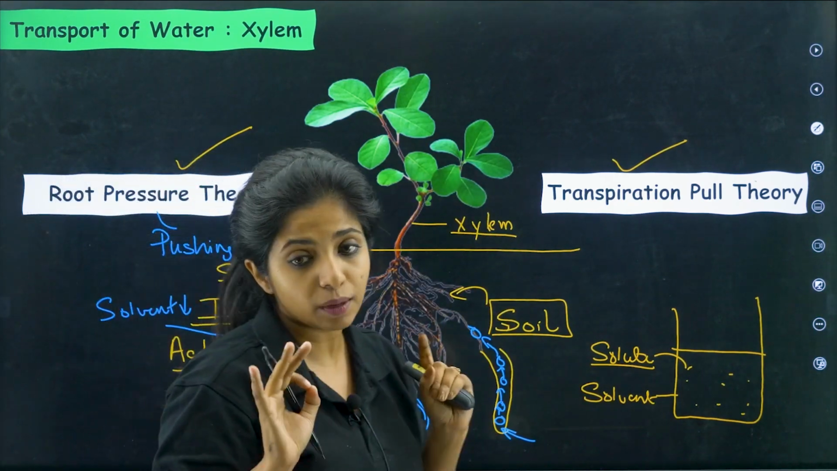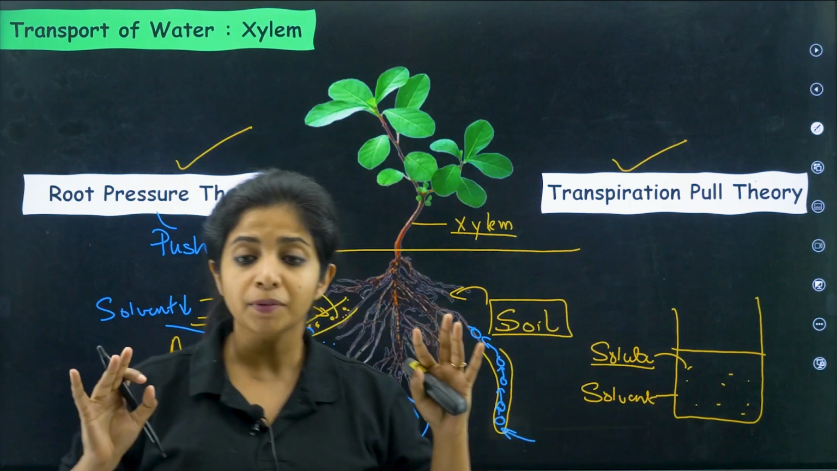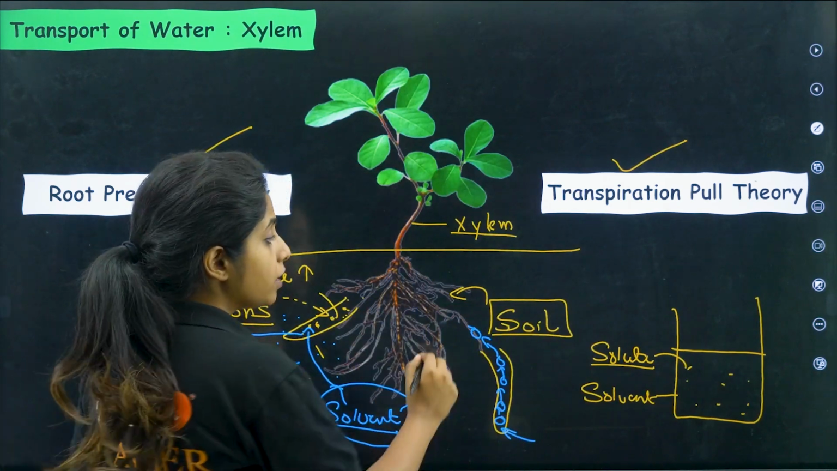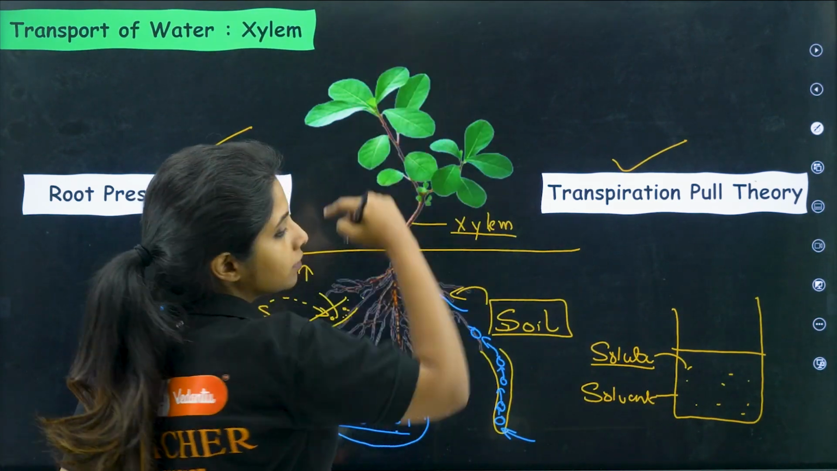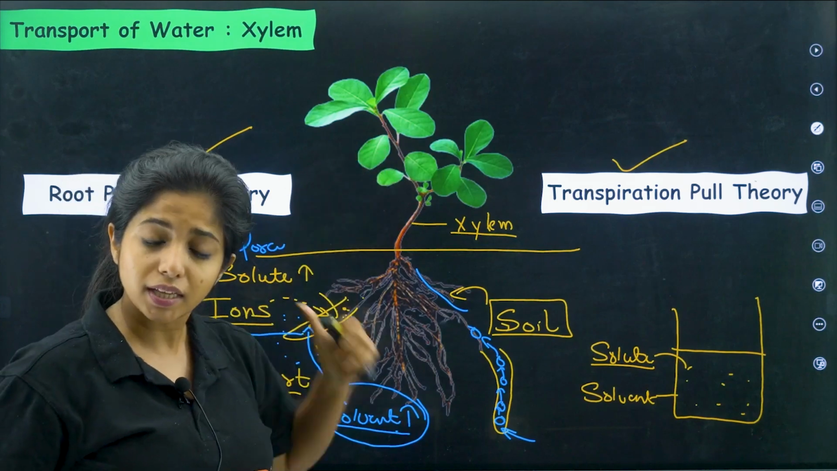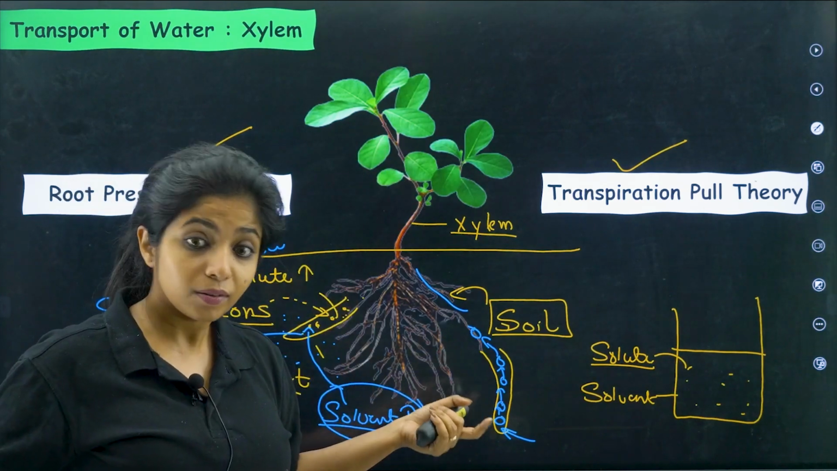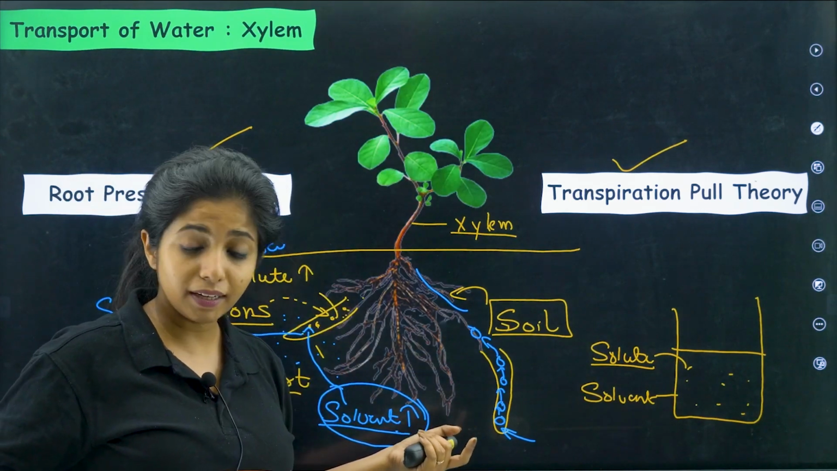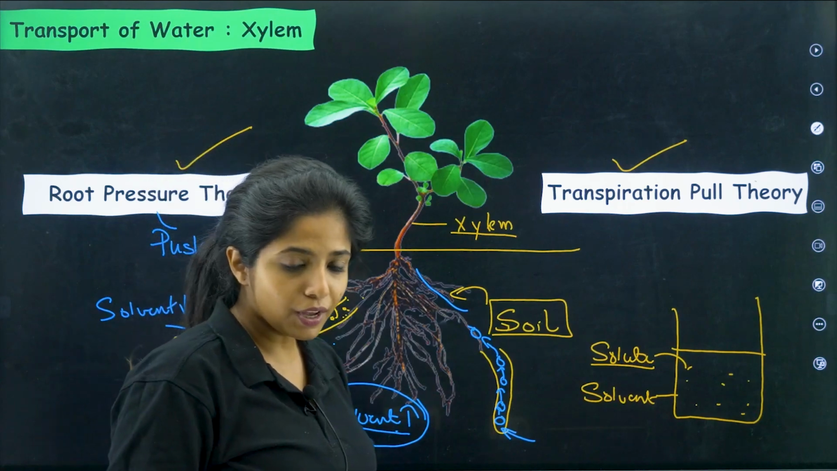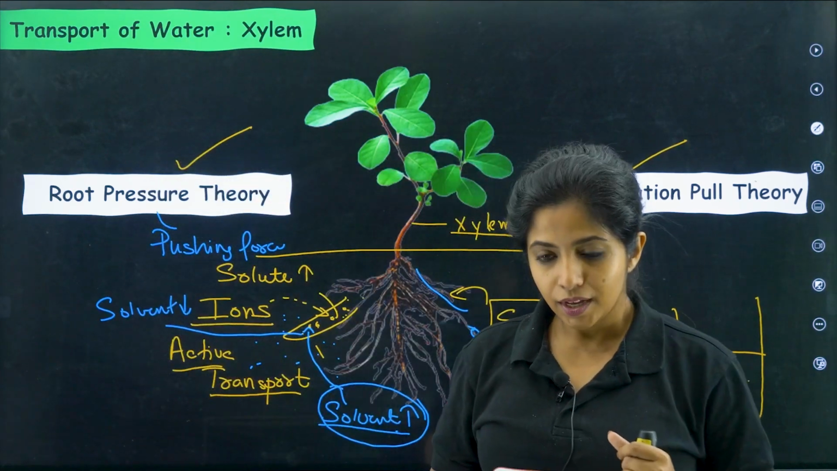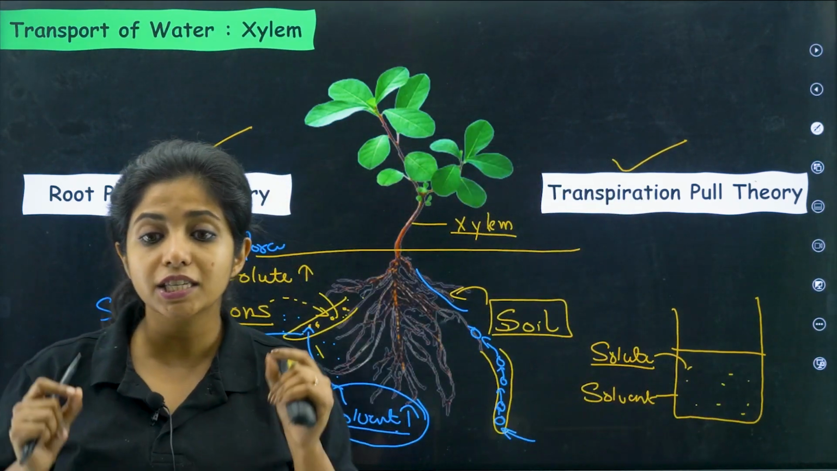But you tell me one very important fact. Do you think that root pressure is enough for the transportation of water from here to there? What do you say about it, my dear children? No, it's not enough. You need one more thing there. And that thing is transpiration.